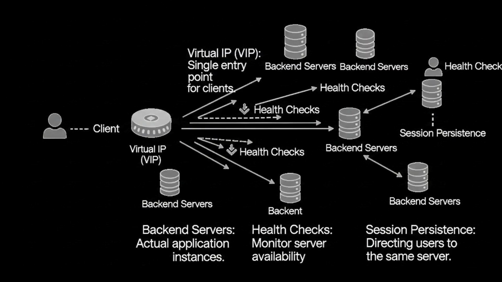Behind this VIP are your back-end servers. These are the actual machines running your application code and serving content. To ensure traffic only goes to healthy servers, load balancers continuously perform health checks. They ping servers, check ports, or even make specific API calls to confirm a server is alive and capable of handling requests. If a server fails a health check, it's temporarily taken out of rotation.